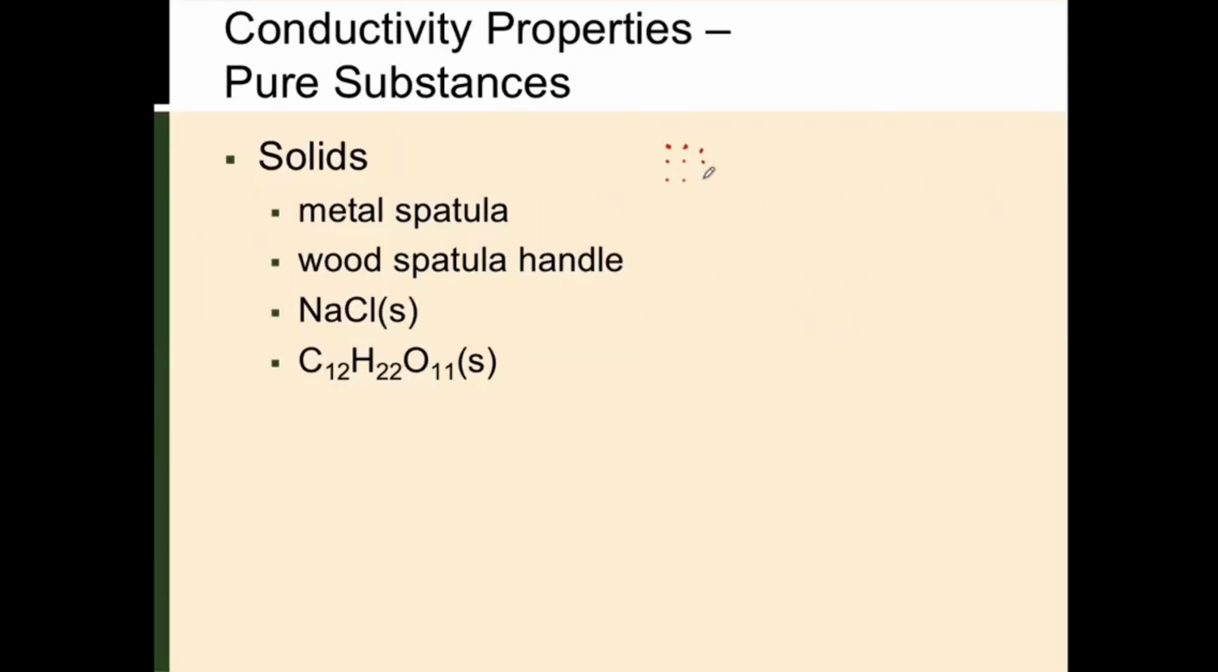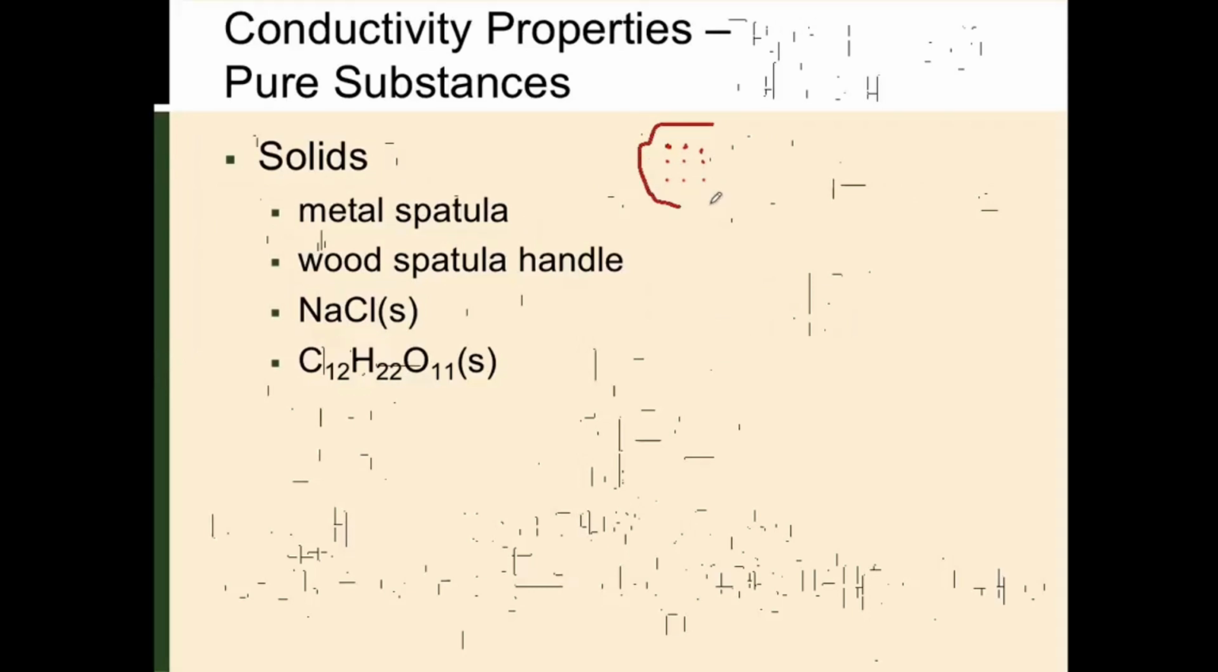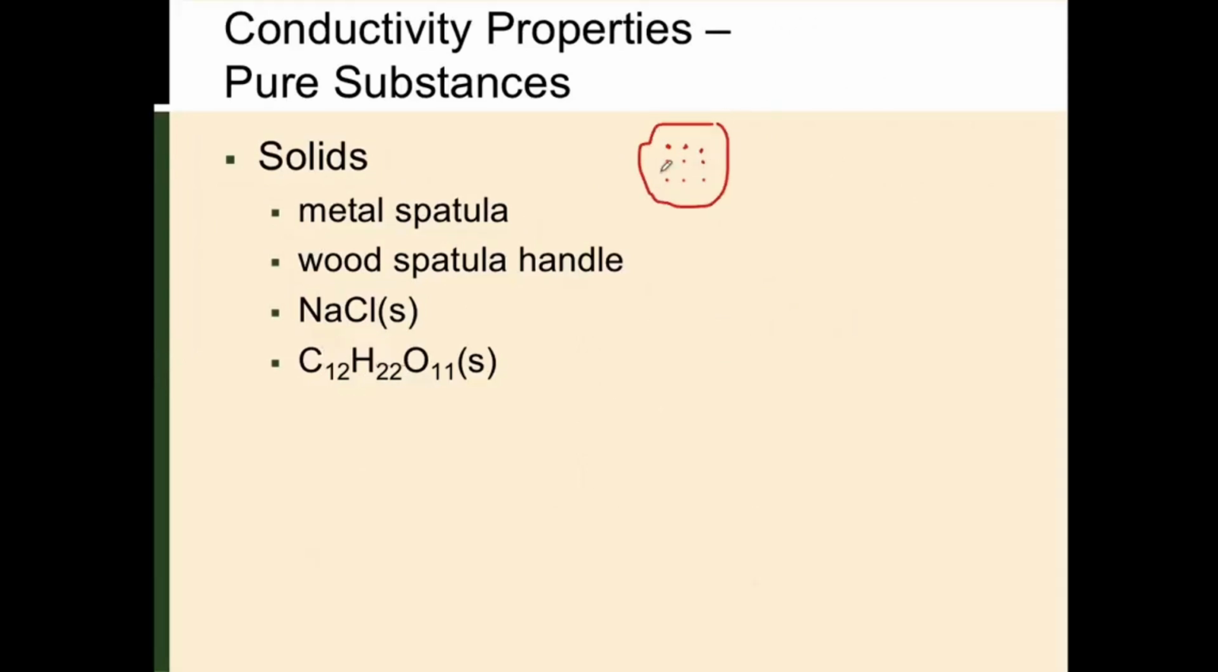And then this is surrounded by a sea of electrons. And so that sea of delocalized electrons can conduct electricity. So the metal spatula is conductive. The wooden spatula handle is not conductive. Cellulose is a molecular compound. It doesn't have ions or ability to conduct electricity. So that's why wooden things do not conduct electricity.